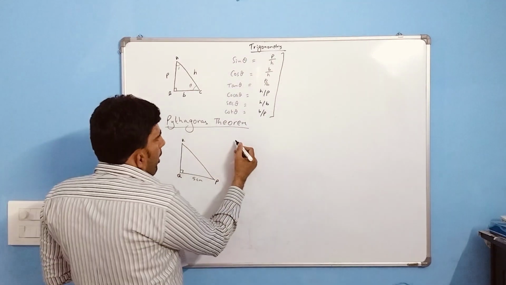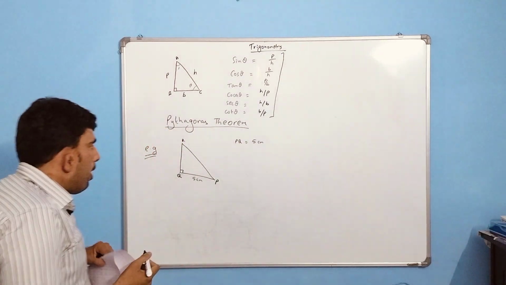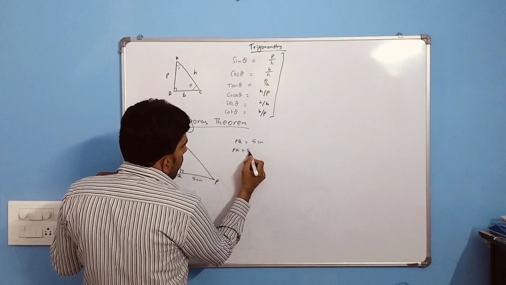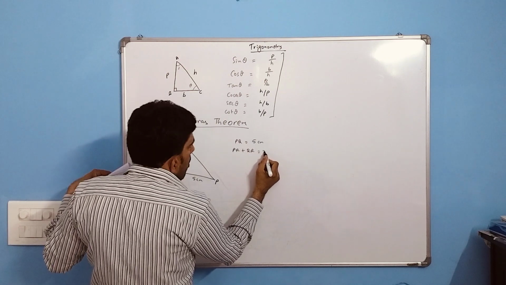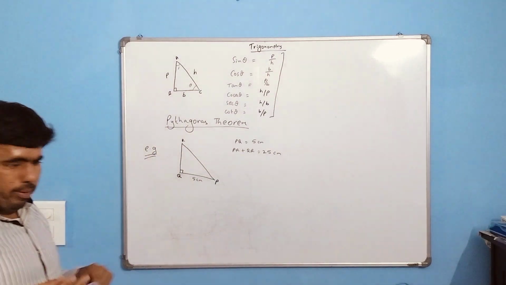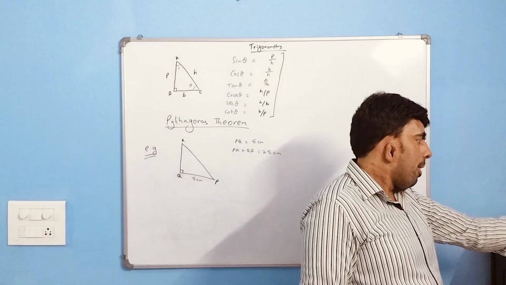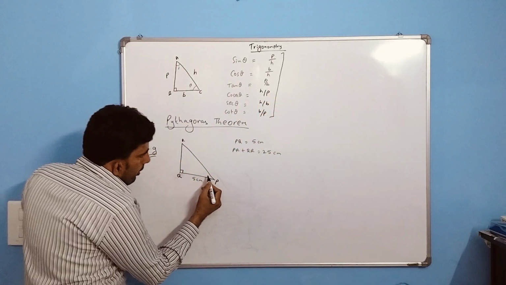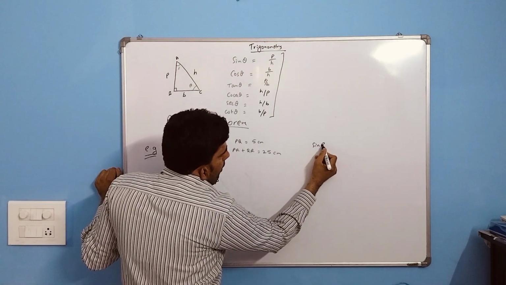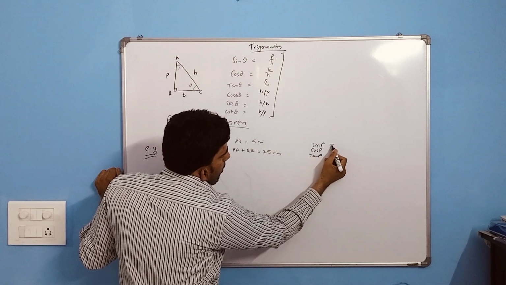So let us write down what is given. PQ is equal to 5 cm. One more thing they have given is PR plus QR is equal to 25 cm. Now they are asking about sin P, cos P, tan P. They are asking about this angle. You need to find sin P, cos P and tan P.